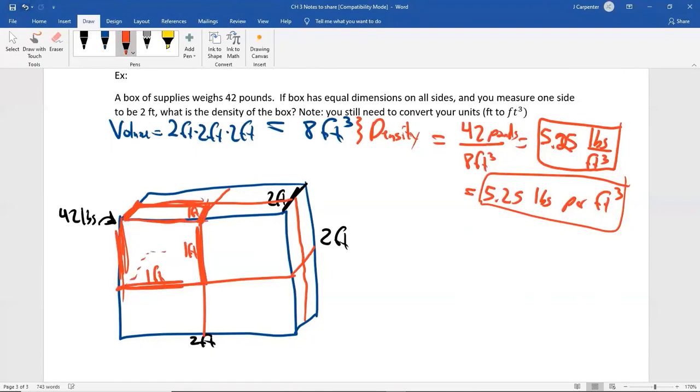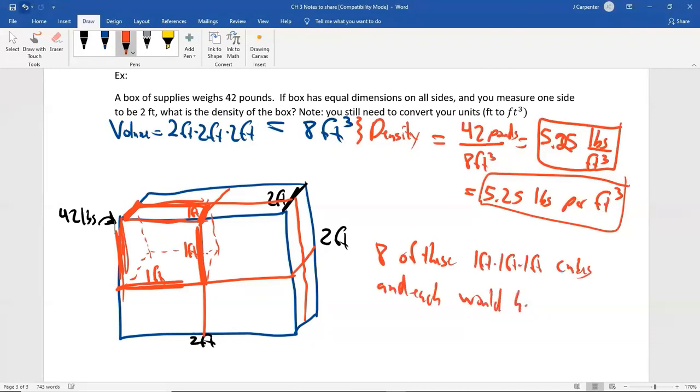if you wanted to see through the cube, there's the whole thing. That's a 1 by 1 by 1, and there would be 8 of these. There's 1 here, 2, 3, 4 in the face, and then on the back side, there's 1, 2, 3, and then 4 behind it. So there would be 8 of these little 1 by 1 by 1s. And each would have 5.25 pounds in it.